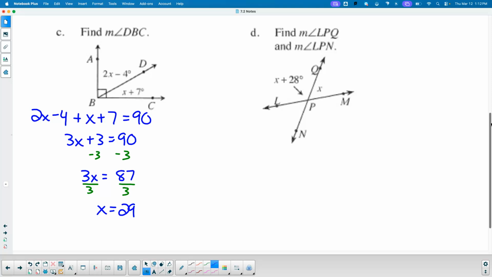So we want the measure of angle DBC. So we want this one, right? So I have to put 7. So I got to put this back into that one. So x plus 7 degrees would be 29 plus 7 degrees. So the answer here, the measure of angle DBC, is going to be 36 degrees.